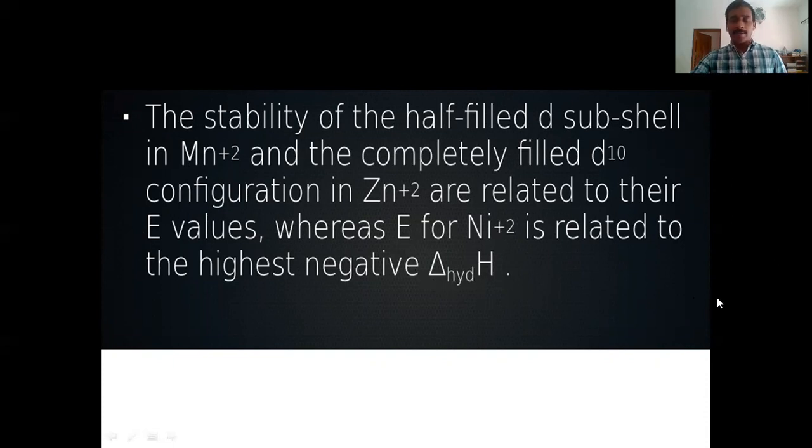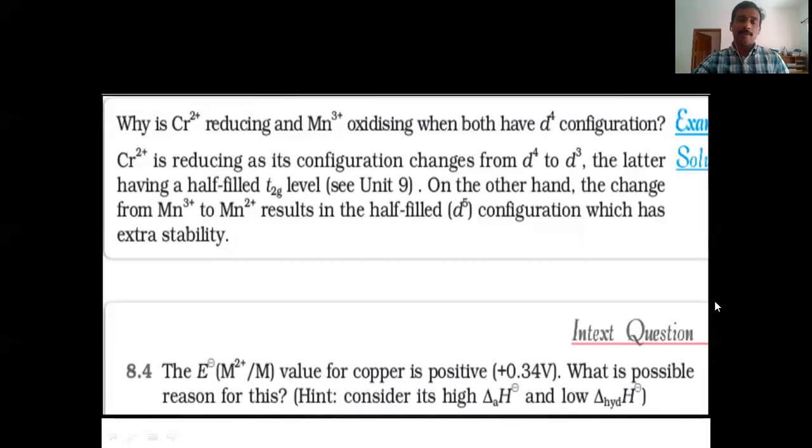We mentioned there are some other cases in which +3 ions will be reduced to +2. And these portions are not very important because they depend on many other factors. But these questions from the textbook, that is solved questions or intext questions, you can expect for the examination. So you should be familiar with these questions. For example, you see one question. Why is Cr2+ reducing and Mn3+ oxidizing when both have d4 configuration? A very important question.